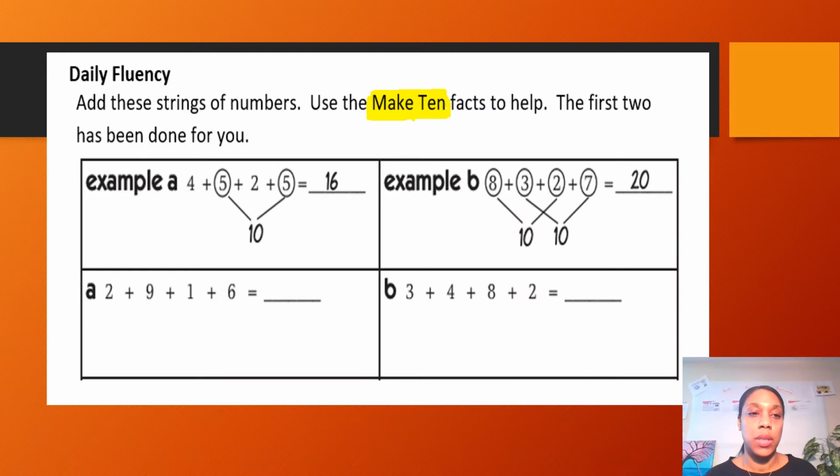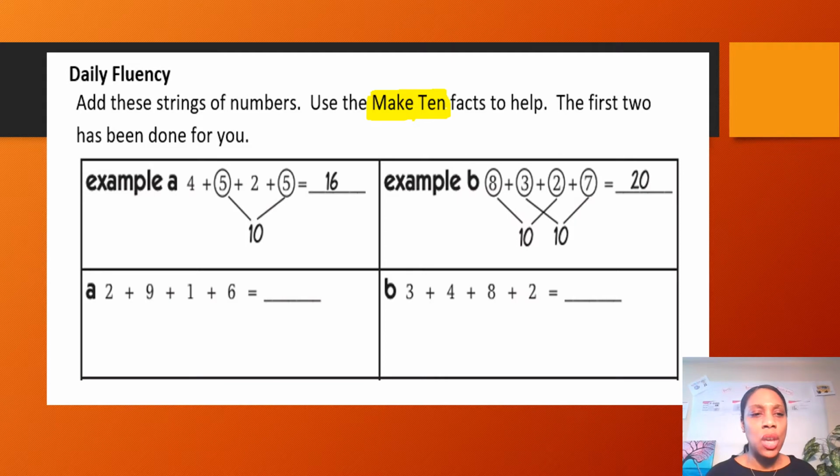Okay, for our daily fluency, which is our first part of our packet, let's see what the directions are. Add these strings of numbers. Use the Make 10 facts to help. The first two have been done for you. Well, let's study examples A and B. Here you see that they take two add-ins and they make the number 10. Why do they make the number 10? Well, I know something about 10. 10 is my friend. When I have the number 10, it's easier to add by.